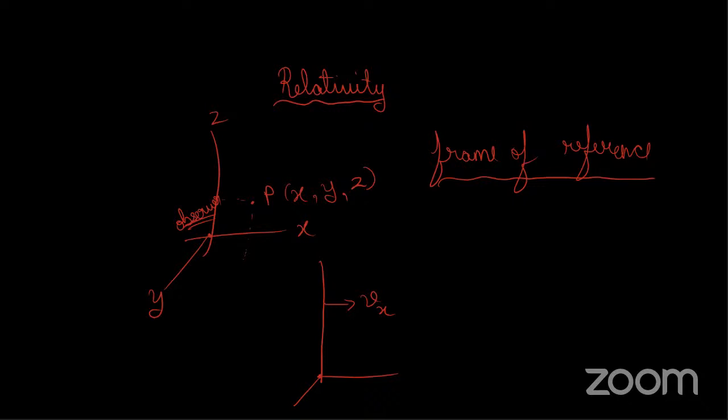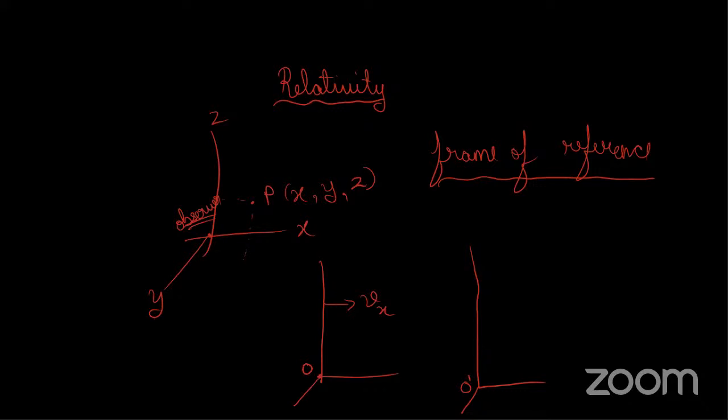Like after some time t, it might come here. After some time t, it could be here. So if O is the original location and O dash is the final origin after some time t, then what happened? The reference system itself moved.